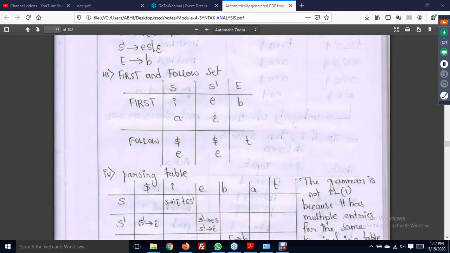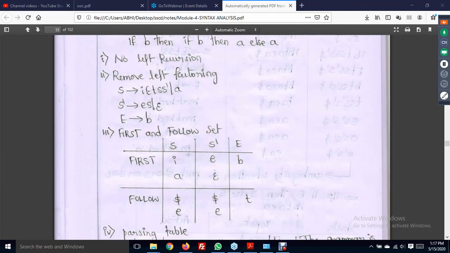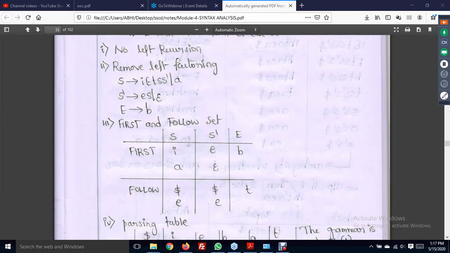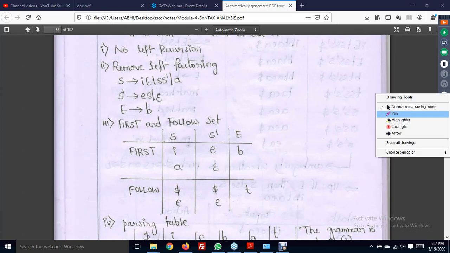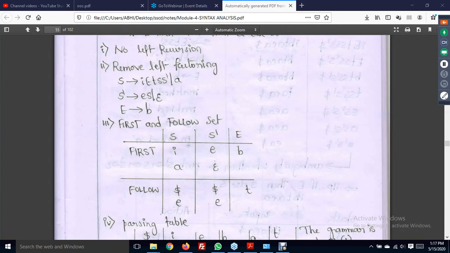The next case is, once you are free from left recursion and free from left factoring, you have to calculate the first and follow. First of S is I and a. First of S dash is E and epsilon, first of E is b. I hope we don't have any issues in finding the first set for the given grammar.